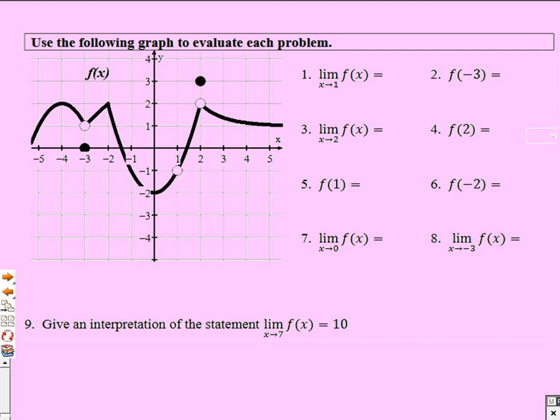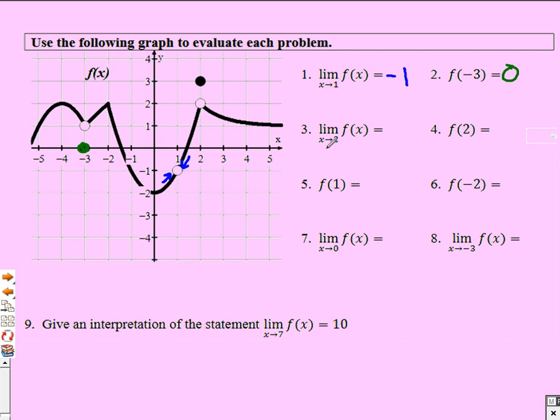So this first one, limit as x approaches 1. So here's x equals 1. As I approach from the left, I approach from the right, it looks like I'm approaching the same y value. That's good. So that is -1. This next problem, f of -3. So I don't care what I'm approaching. I just want to know where the function is at x equals -3. And we have a single dot here at 0. So that's perfect right there, at that dot of 0.